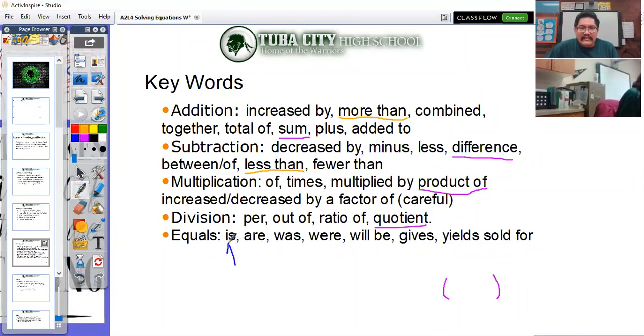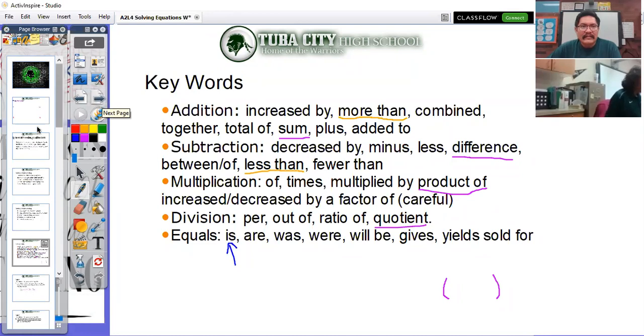But if you see the word is, are, was, were, will be, gives, yields, those mean equals. And I think a lot of teachers and a lot of books don't mention this part: the equal sign is an operator as well. It is an operation symbol. But again, less than is the only tricky one because it's the only one that is backwards from the way you would read it.